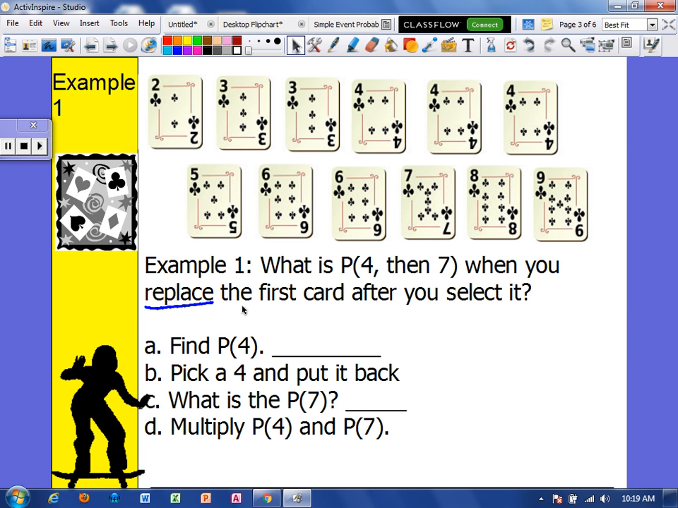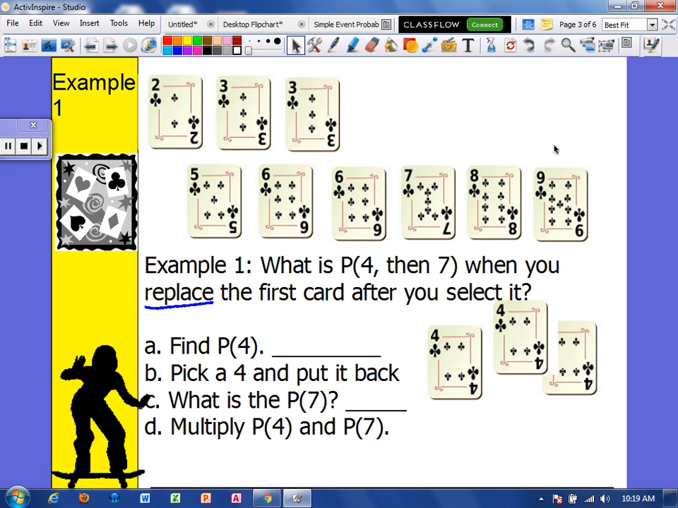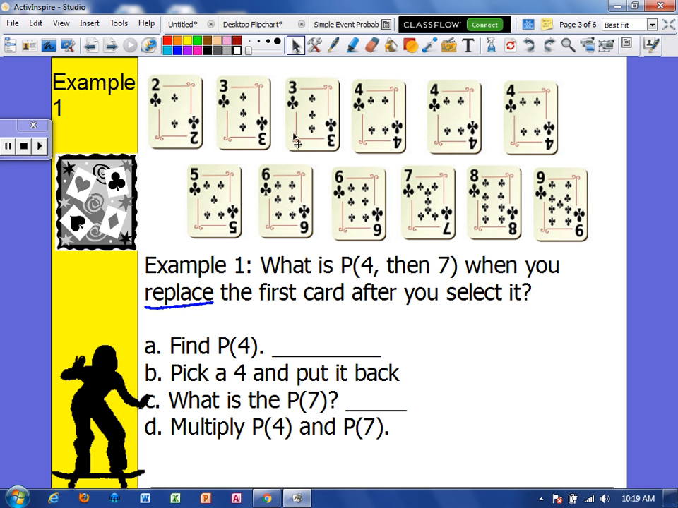So let's find the probability of selecting a 4. Well, as we can see here, there are 3 4s on this page, and there are 12 total cards. So that would be 3 out of 12. And of course, we want to simplify this, and that would reduce to 1/4. So there is a 1 in 4 chance that if we selected a card, it would be a 4.